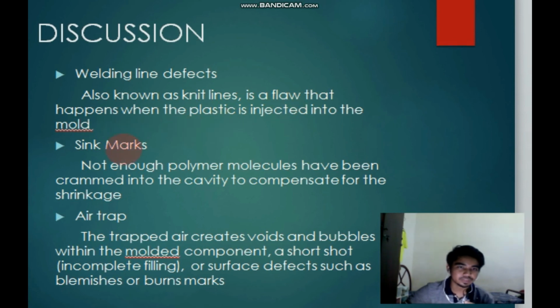The second defect is seam mark. Seam marks are depressions on the surface of a plastic injection molded component. The critical explanation of the seam mark is that not enough polymer molecules have been crammed into the cavity to compensate for the shrinkage.